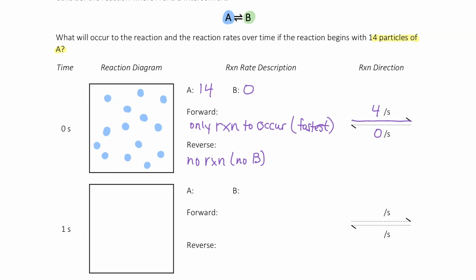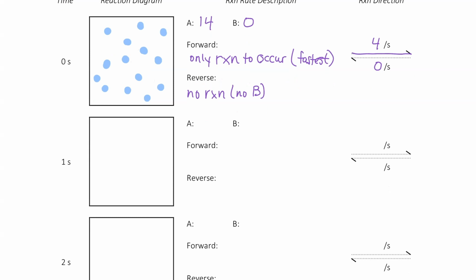All right. So now, if it's 4 particles per second for the reaction rate, and we're now at second number 1, what's going on? We've got 4A particles that are turning into 4B particles. Right. So we're going to subtract 4 particles of A, and we're now going to have 10A. And we're going to add 4 particles of B. So we want to draw that. 10A, 1, 2, 3, 4B.